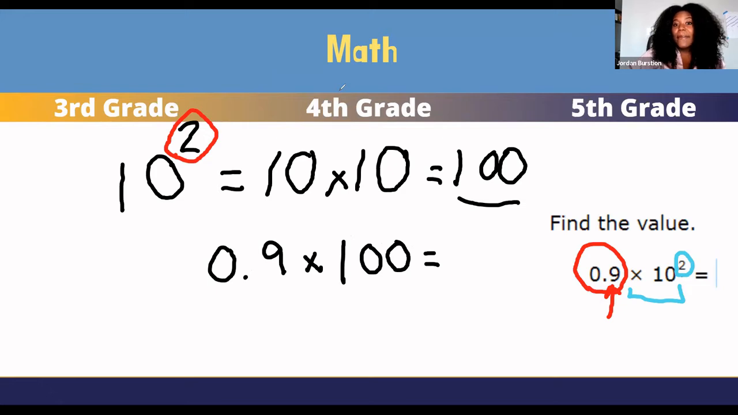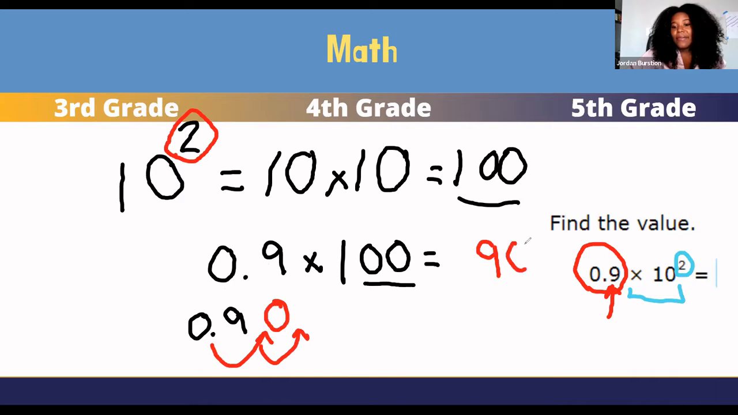Now, a quick tip or trick: whenever you're multiplying decimal numbers by 10 or 100, the number of zeros gives you a little hint on how you should move your decimal point. If we're multiplying by 100, we move our decimal point to the right 2 spaces. So that's going to be 0.9. Move the decimal point to the right 2 spaces. That's 1 space, 2 spaces. That's 90. So our answer is 90.